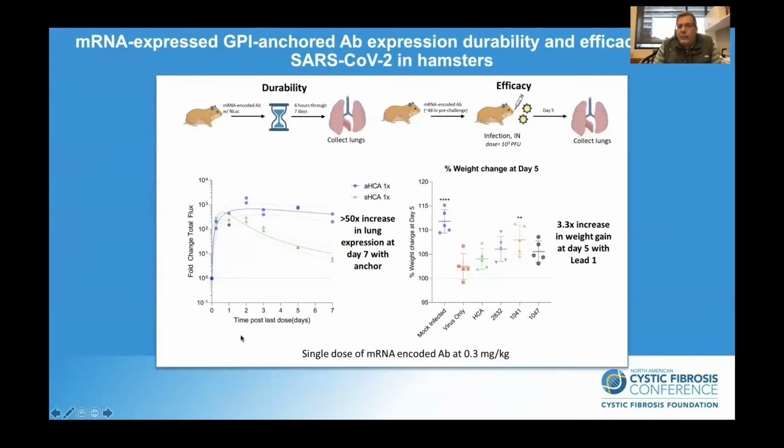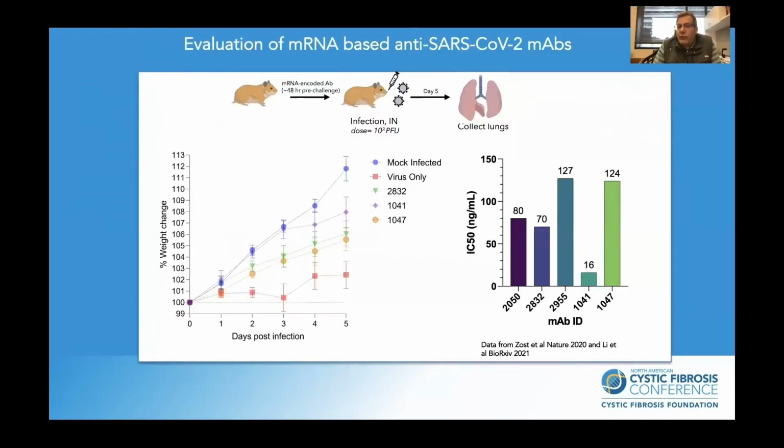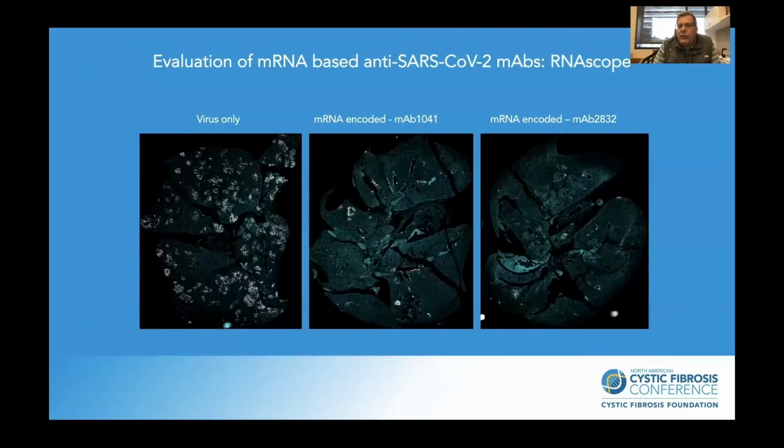And we did some durability examples, and when we modify the antibodies, for at least a week, really, we don't see much of a difference at all in terms of the amount of antibody in the lung. And we did do an efficacy challenge, and one of the things that we did see was that the antibodies worked extremely well. Any of the mRNA-encoded antibodies really caused weight changes that were very, very good, and it basically scaled with the IC50 of the antibodies. And you can see in the RNAscope data that the antibodies were very protective in terms of decreasing the amount of RNA compared to virus only.